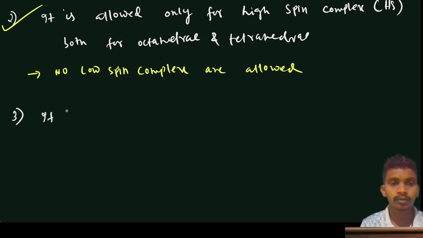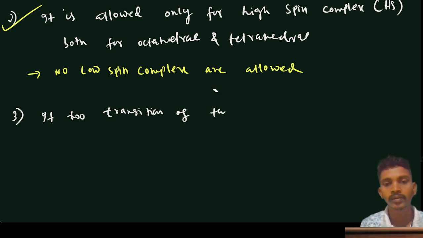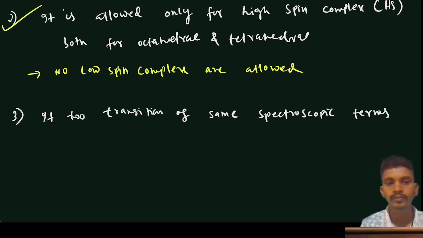And the third point you have to note is that if two transitions of the same spectroscopic terms are never cross each other.